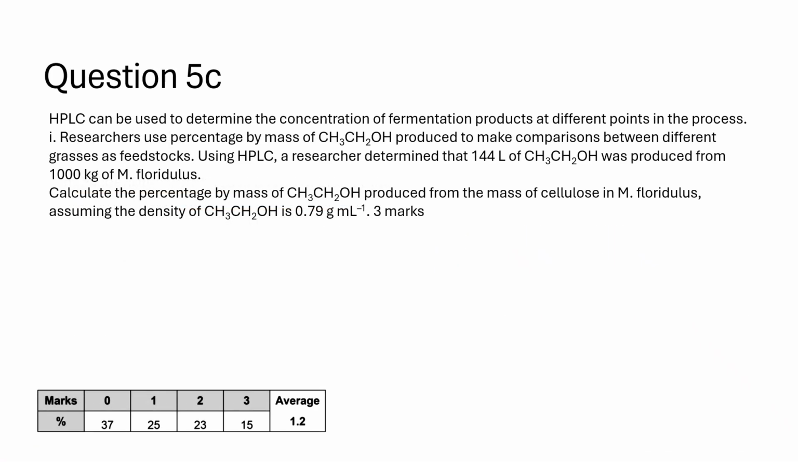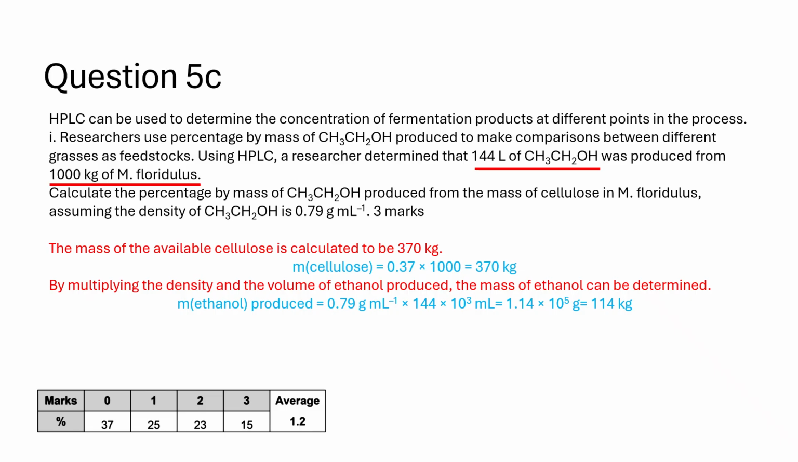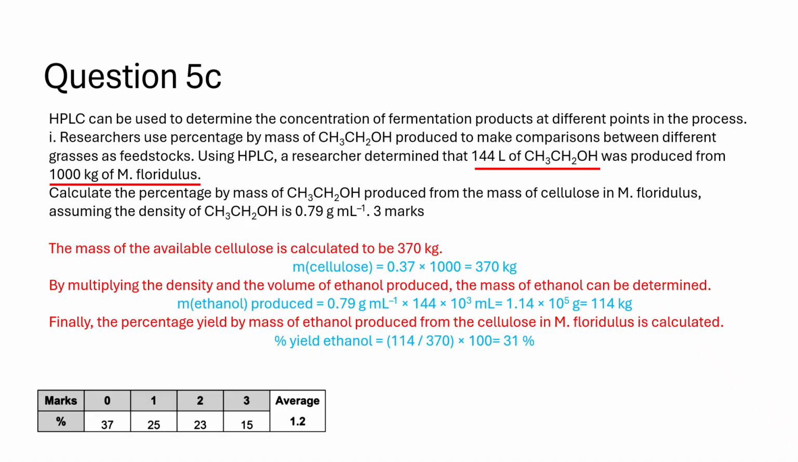A researcher utilized HPLC analysis to determine that 144 L of ethanol was produced from 1,000 kg of M. floridulus, which has a 37% cellulose content. The mass of the available cellulose is calculated to be 370 kg. By multiplying the density and the volume of ethanol produced, the mass of ethanol can be determined. Finally, the percentage yield by mass of ethanol produced from the cellulose in M. floridulus is calculated.